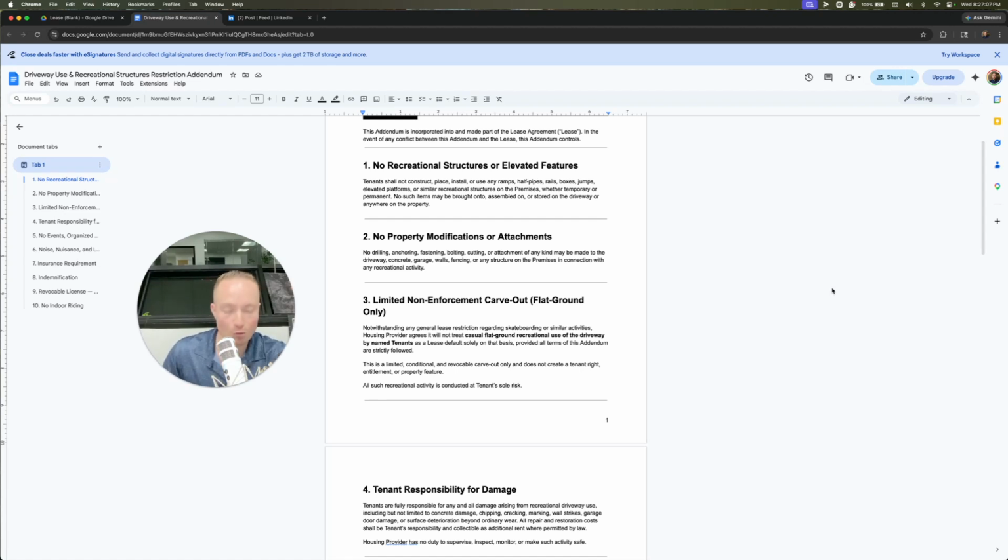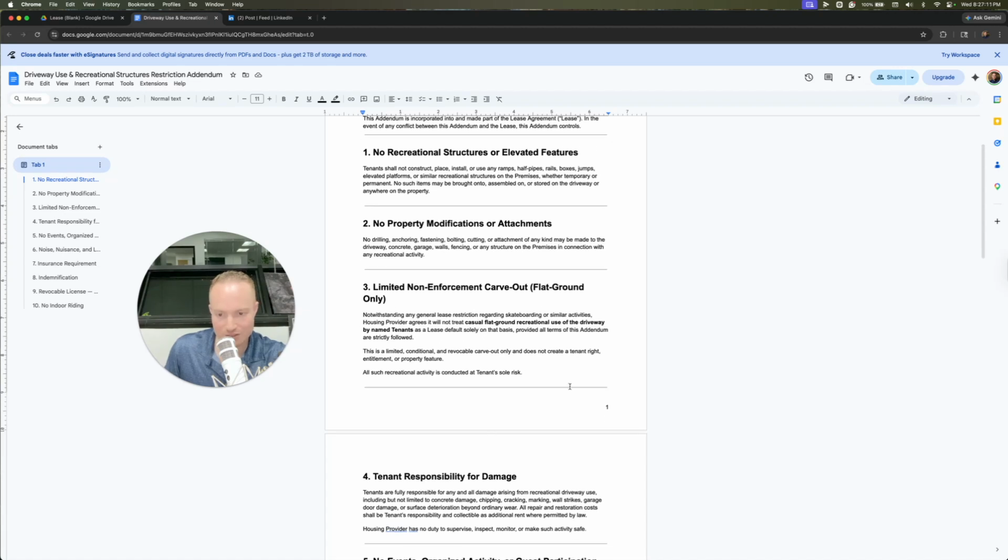So it would only apply to tenants on the lease. So again, it's in plain English here and it makes sense. So the housing provider agrees it won't treat casual flat ground recreational use of the driveway by named tenants as a lease default solely on that basis, provided that the addendum is followed. So there's strict rules that they must follow, which are outlined in this addendum. But if they follow those rules, then we won't enforce that part of the lease.